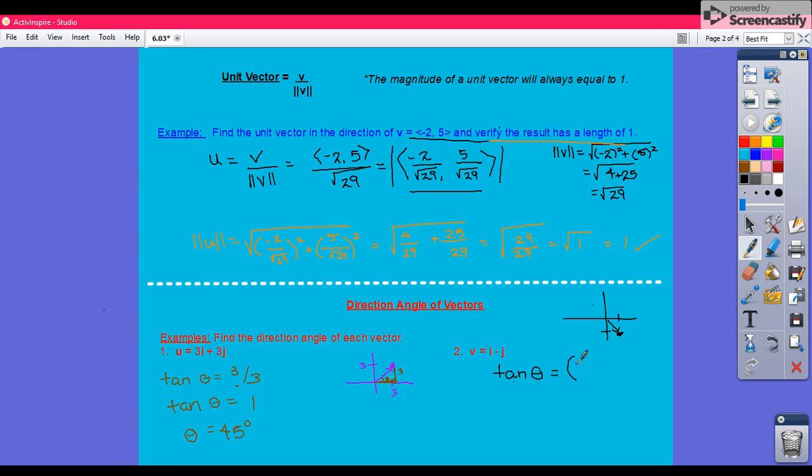And to find the direction angle, again, tangent equals y over x, opposite over adjacent. So negative 1 over 1. So tangent equals negative 1. And where does tangent equal negative 1? In quadrant 4, that would be 315 degrees. All right, so my pen is acting up a little bit, but I hope this helps you guys.